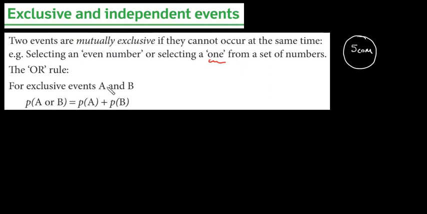So if we have two exclusive events, then we have this rule. The probability of A or B is going to be equal to the probability of A plus the probability of B. So in a question, when you see or, you will check if these two are mutually exclusive. If they are mutually exclusive, then we are going to add these probabilities. We add the probabilities if the events are mutually exclusive events.